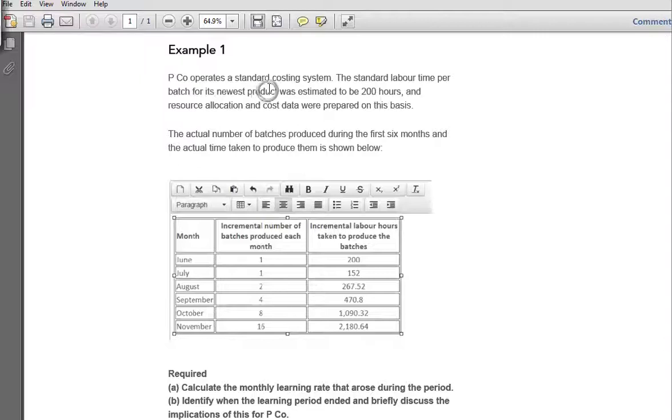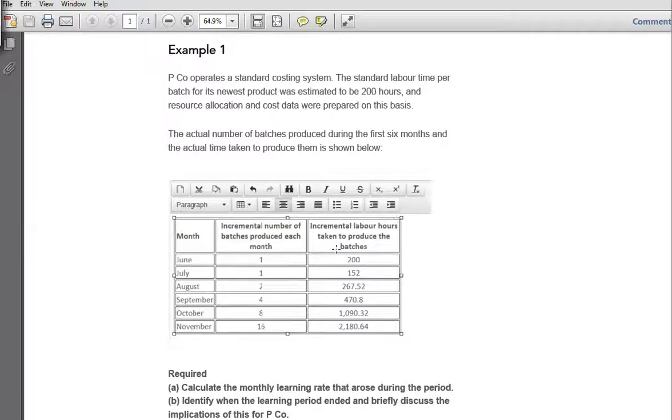So it says Pico operates a standard costing system. The standard labor time per batch for its newest product was estimated to be 200 hours, and the resource allocation and cost data were prepared on this basis. The actual number of batches produced during the first 6 months and the actual time taken to produce them is shown below. So this is the incremental number of batches produced each month. In June, we produced one batch, July 1, August 2 batches, September 4, October 8, and November 16.